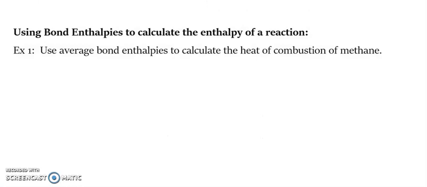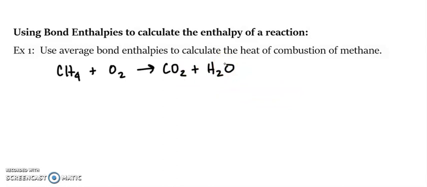Down below the table, you've got some common double and triple bonds and their energy. All right, so let's go to this example problem. It says use average bond enthalpies to calculate the heat of combustion of methane. So let's write what this reaction would be. Methane is CH4, and combustion means it reacts with O2, and we get carbon dioxide and water.